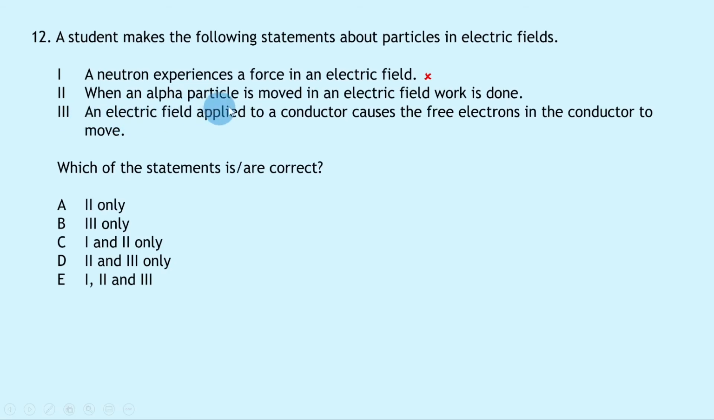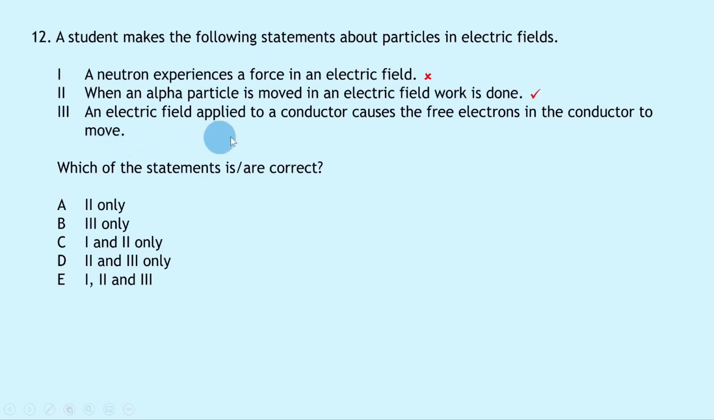Statement 2, when an alpha particle is moved in an electric field, work is done. Well, that is going to be true because it doesn't matter what charged particle it is, as long as the particle has charge, it's going to require work being done to it in order to move it, i.e. it's going to require a force applied to it in the field. And remember, work done is an energy, so energy is needed to move the charged particle in the field.